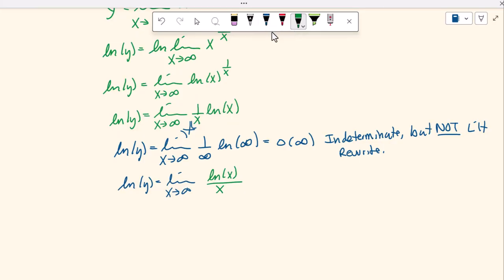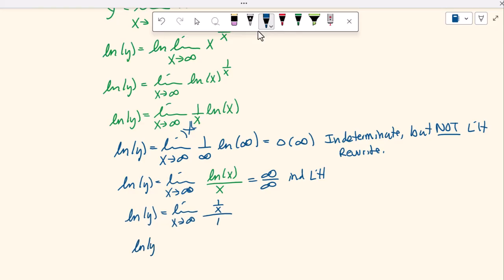So let's do that and then take that limit again. We always drag along the natural log of y because when I get done I have to convert back. So when I take this limit now, I get infinity over infinity, which is indeterminate L'Hopital's, and then this next step I'll use for my derivative. The derivative of the natural log of x is 1 over x. The derivative of x is 1. So I could rewrite that. The natural log of y equals the limit as x approaches infinity of 1 over x.